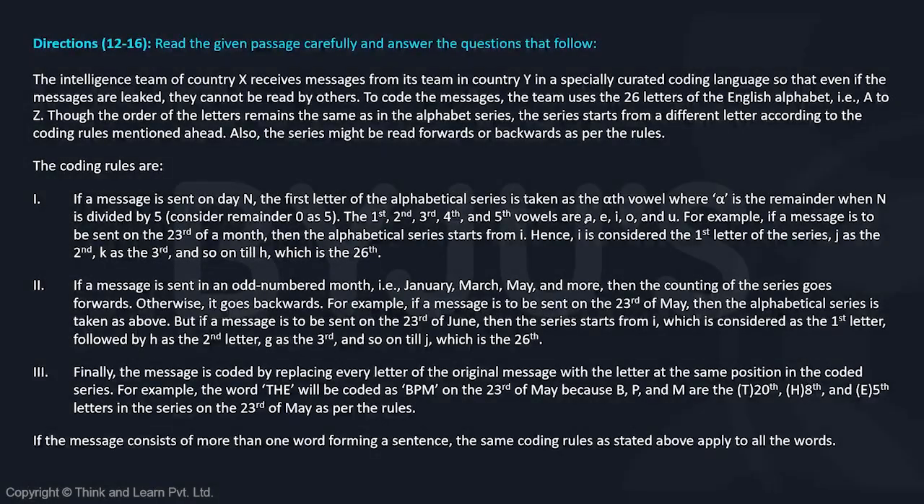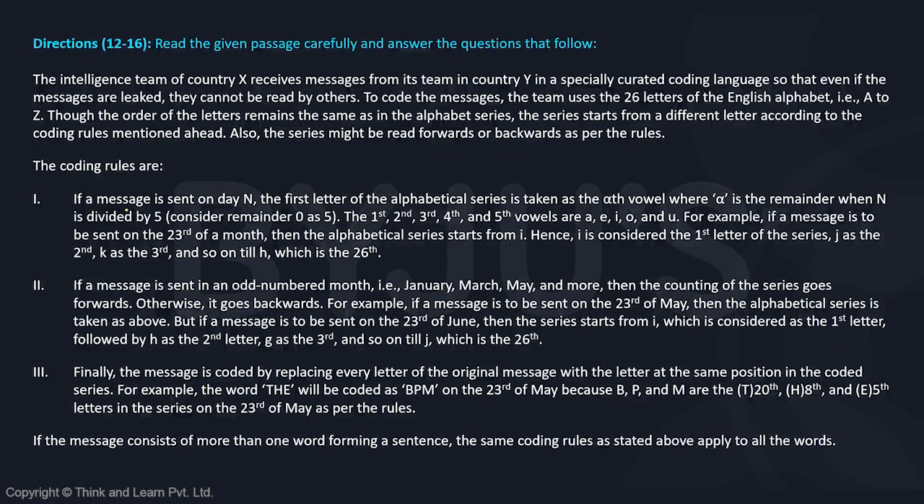Set 3. The intelligence team of a country X receives messages from its team in country Y in a specially curated coding language so that even if the messages are leaked, they cannot be read by others. To code the messages, the team uses the 26 letters of the English alphabet, that is A to Z. Though the order of the letters remains the same as in the alphabet series, the series starts from a different letter according to the coding rules mentioned ahead. Also, the series might be read forwards or backwards as per the rules.